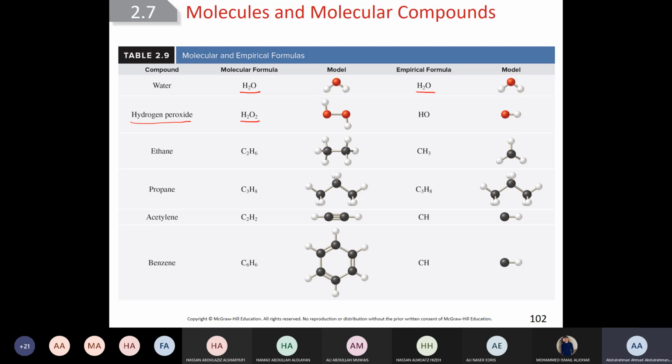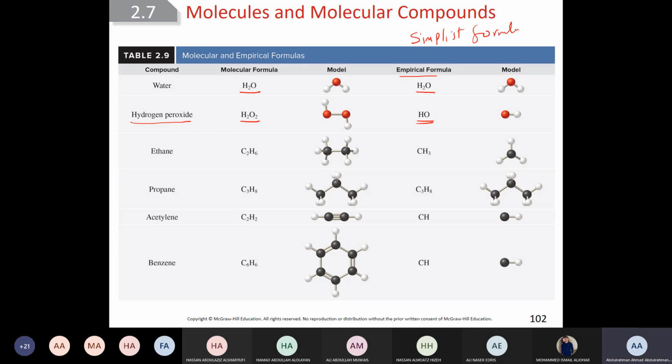Can we make the structure simpler? This is the true structure. It's 2 oxygen with 2 hydrogen bonded to it. Can we make it simpler? Yes, we can write it as HO. That's called the empirical formula. It's not the molecular formula, it's not the true formula, but it's called empirical, the simplest formula.